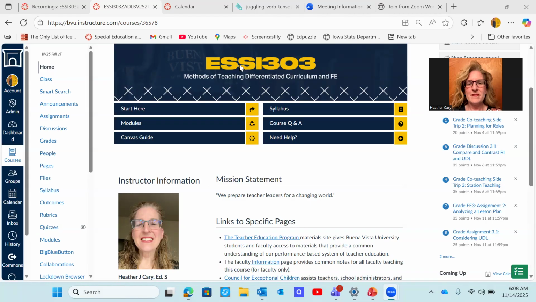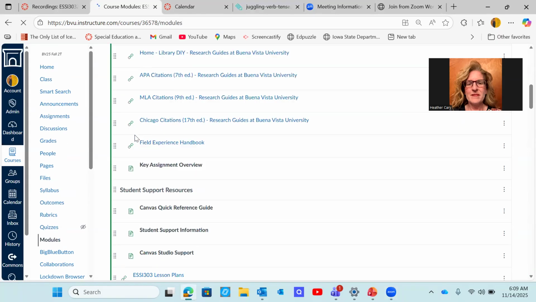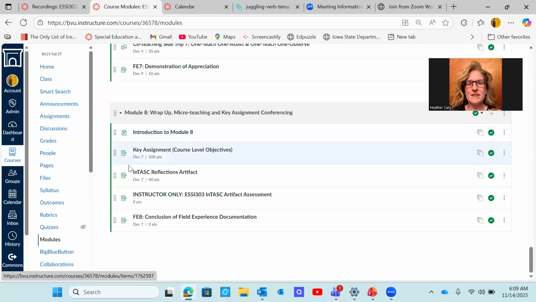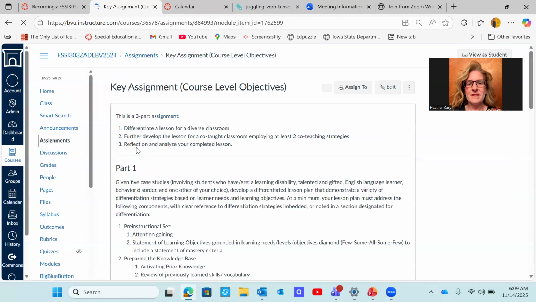I am going to review the key assignment for this course, as well as the InTASC standards assignment. So to find the key assignment, one way to do that is you could go to modules. And once you're in modules, scroll down to the bottom, and the key assignment will be within this here. So you can go click on that.